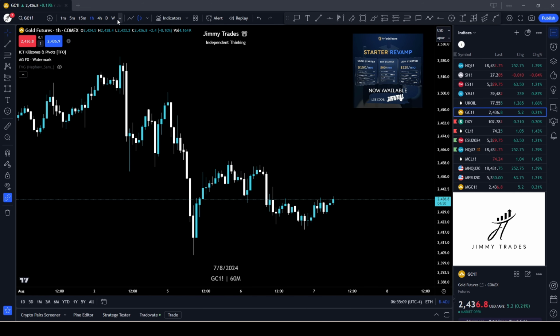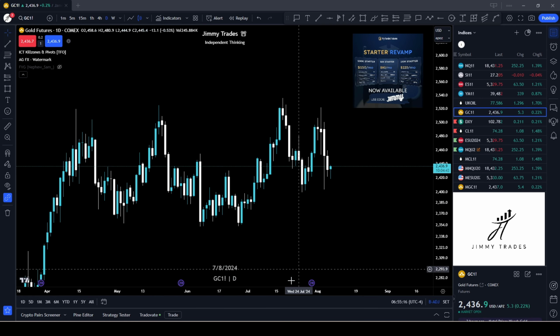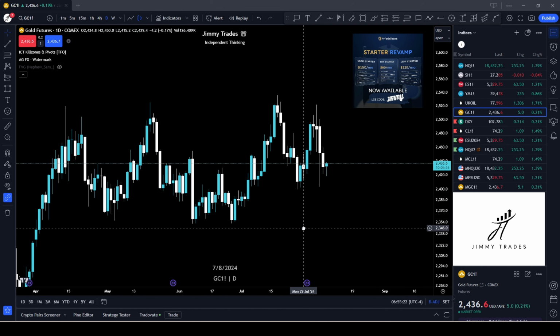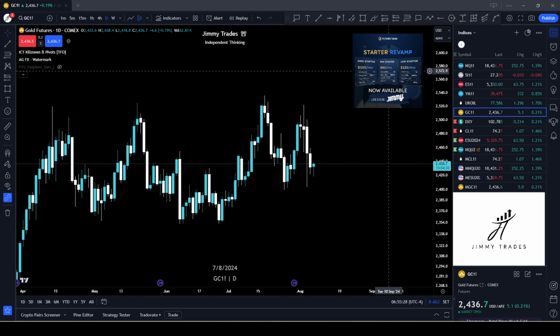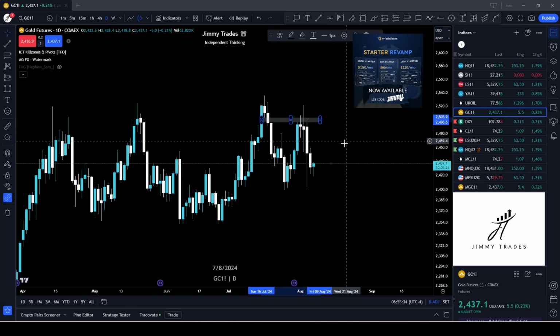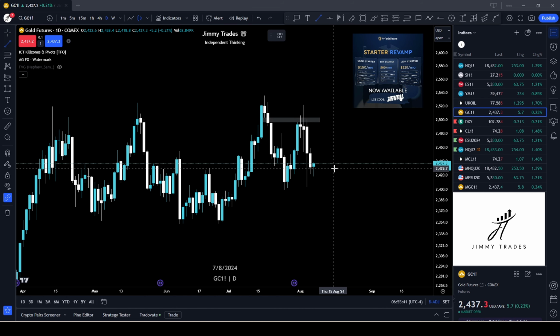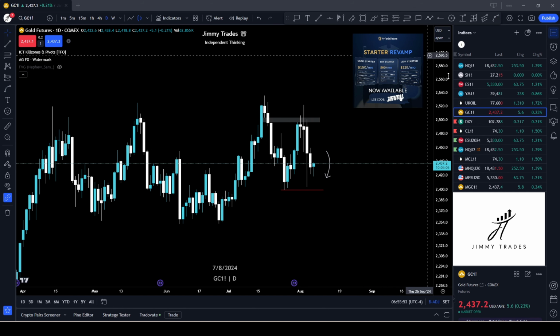Let's go over to gold. Okay, here we are on the daily. Price was moving from internal and we're looking for external. Price continues to move in that direction. I'm going to remain bearish on gold.